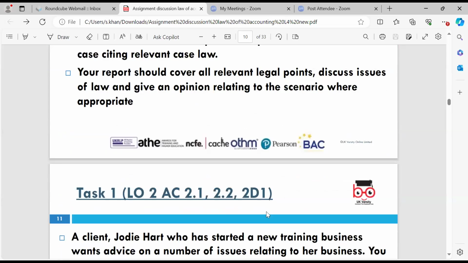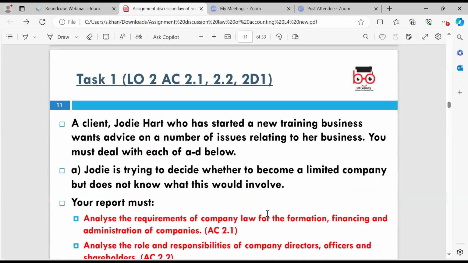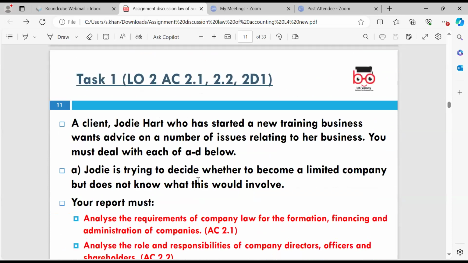So task 1 covers learning outcome 1, AC 2.1, 2.2, and 2D1. Now, 2D1 is if you want to do the extension activity, so that is up to you. If you want to do the pass activities, you do all the AC 2.1, 2.2, 2.3, whatever it is, and then you would complete all the pass ones. If you wanted to do the merit, you would have to do the merit ones and the pass ones. And if you wanted to have a distinction, you'd have to complete the pass, merit, and distinction ones. Do you understand that? Yes.